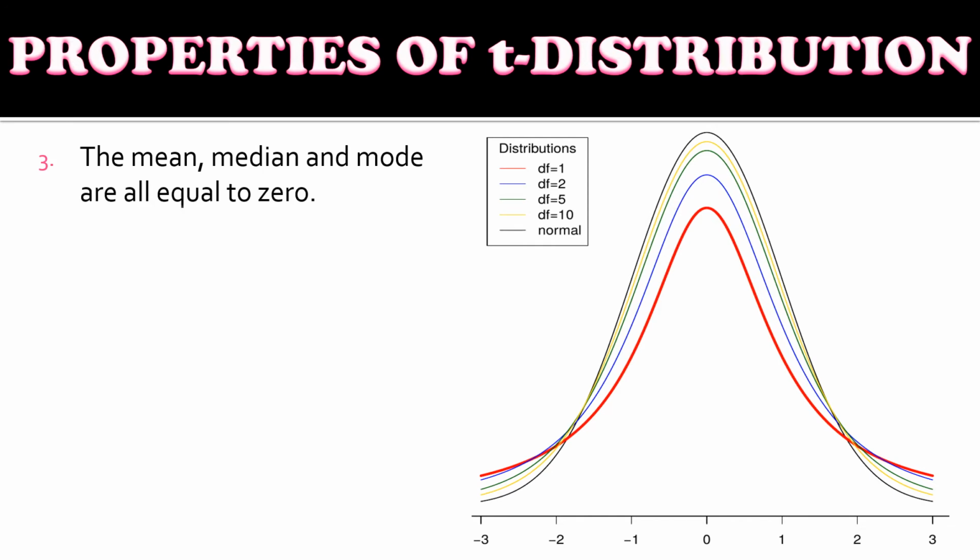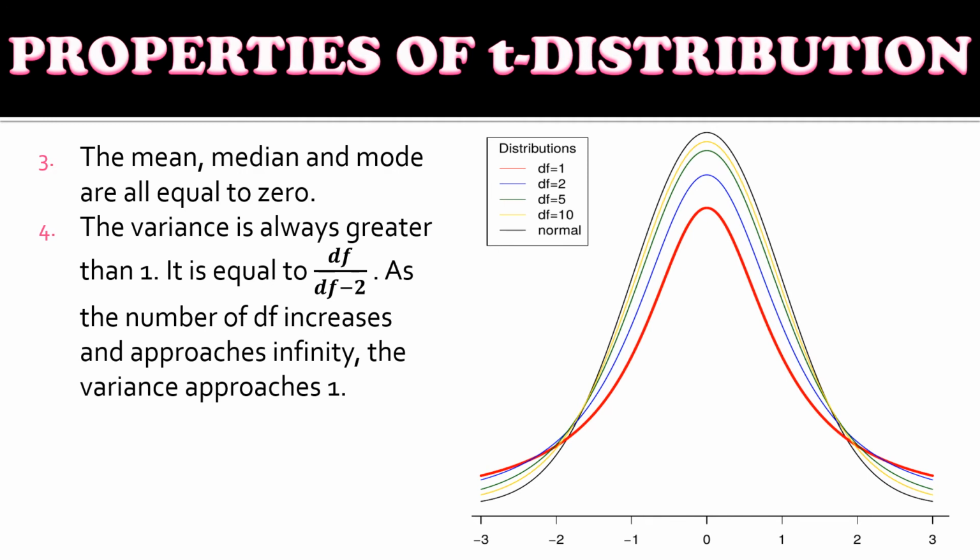Then next, we have the mean, median, and mode are all equal to 0. If you remember the property of the normal distribution, the mean, median, and mode are also equal to 0. So they are the same for this aspect.